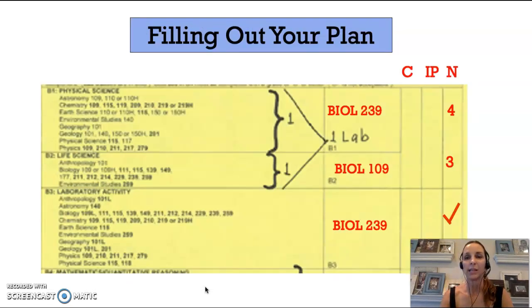This is what it would look like. You can see Bio 239 is 4 units. That means the lab's included. So that's where you would put the lab, Bio 239.